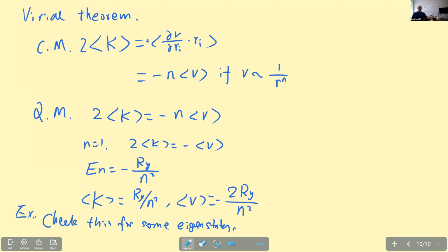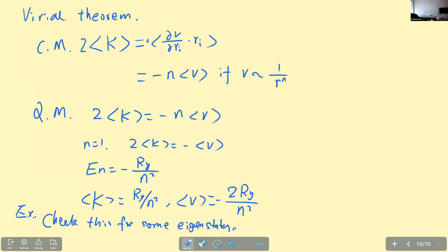In particular, if you have the ground state, the electron will have a kinetic energy of just the Rydberg energy, and the potential energy will be minus 2 times the Rydberg energy. Okay.